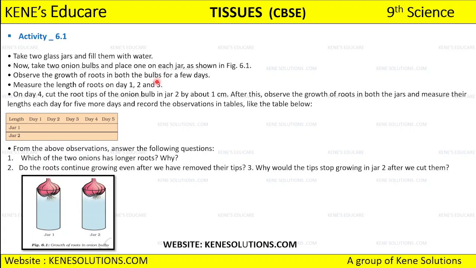Okay? After 3 days what you are going to do is, every day you have to measure the length of the root that is growing in the water on day 1, day 2 and day 3. And on day 4 what you are going to do is, you are going to cut the root tip of the onion bulb in jar 2 by about 1 centimeter.